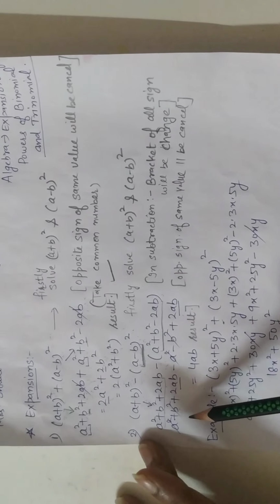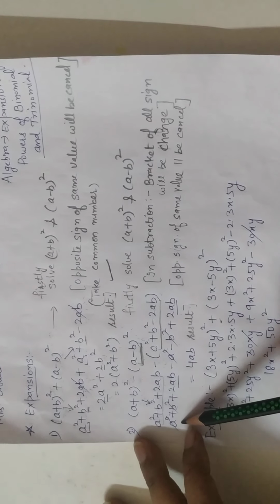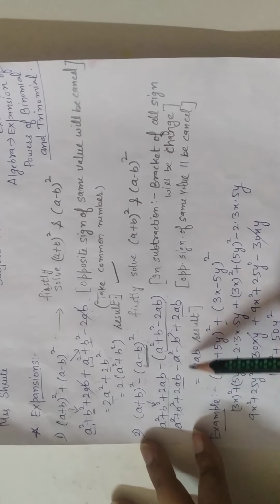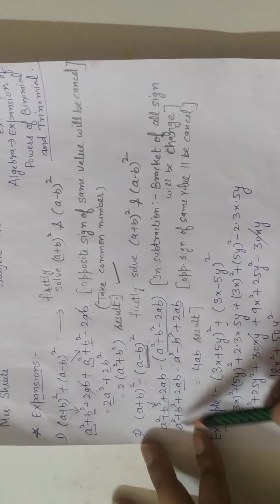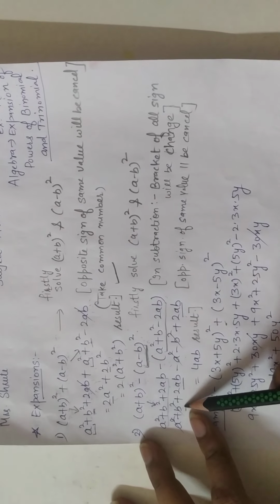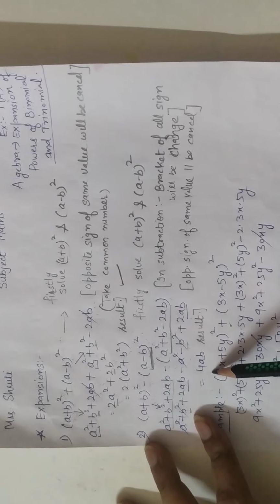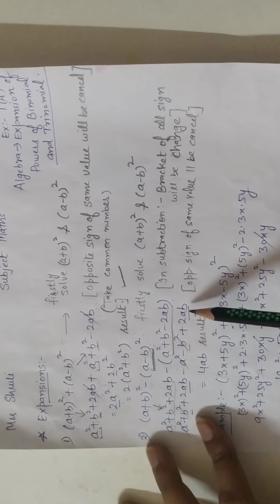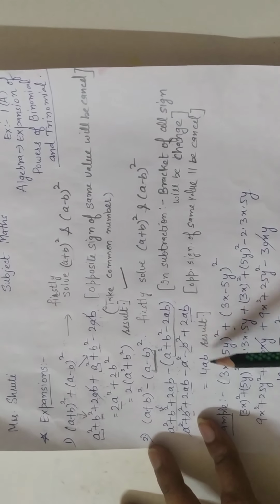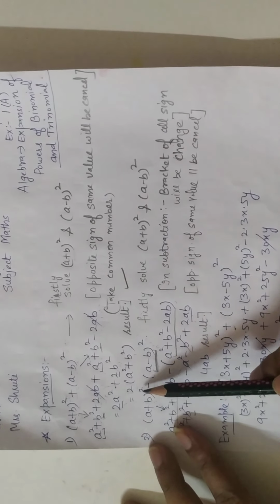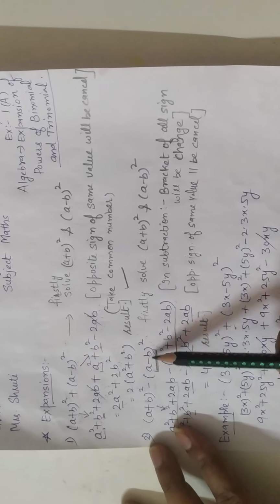So combine the values: a² and this minus a². Opposite signs of the same value will be cancelled, so it cancels. Next is b² and −b². This will also be cancelled. Next, +2ab + 2ab is 4ab. This is the result of (a + b)² − (a − b)².